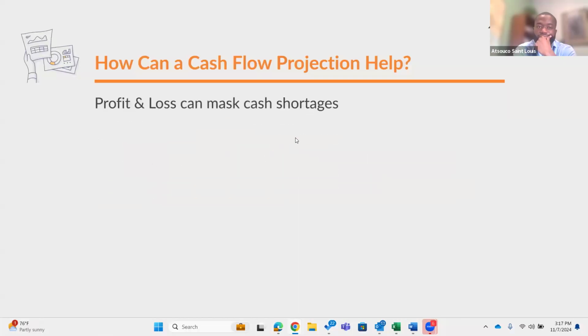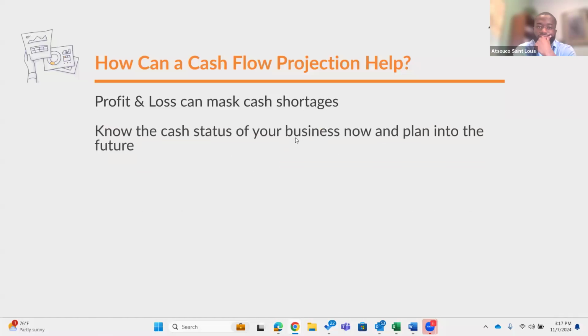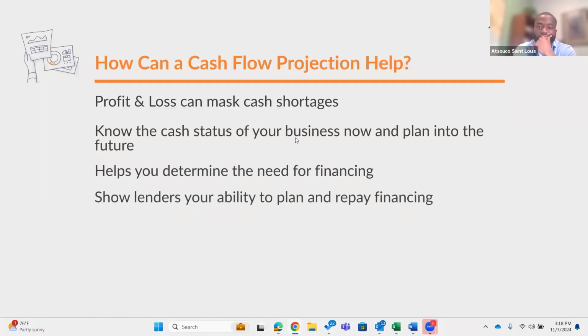A P&L statement can mask cash shortages. A cash flow projection helps you see the cash status of your business now and plan into the future. A cash flow projection is a good way to prepare and plan for your financing needs and is often a required part of a business loan application.